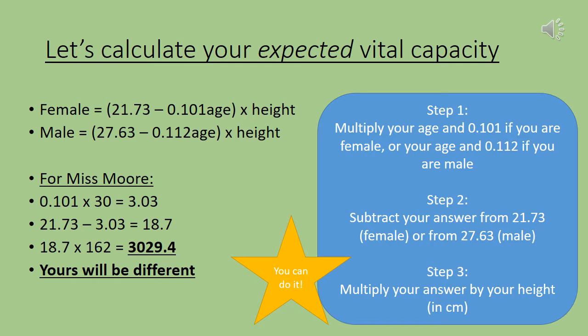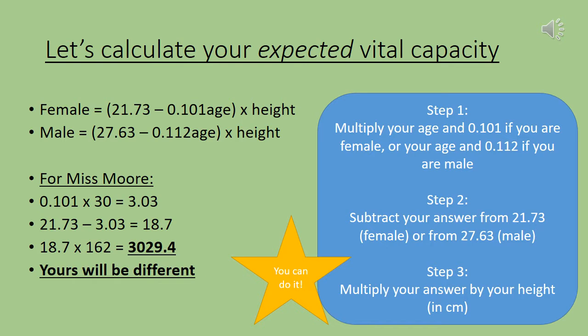So if you're going to have a go at this, and please do, look at the blue box now. We're going to go down the steps. First of all, you have to multiply your age by a different number if you're female, and a different number if you're male. If you're female, multiply your age by 0.101. If you are male, multiply your age by 0.112. Do that first, get your first answer and write that down.